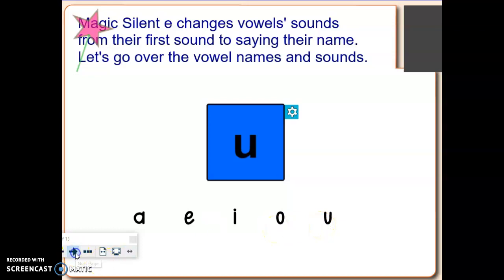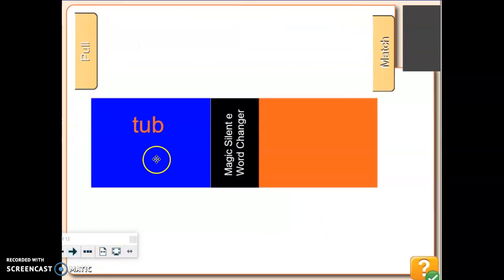Let's try it. Now we have a word here. Let's sound it out. T, u, b. What's the word? Tub. Look what happens when I put an E at the end of tub. Now it says tube. Remember, when we add a magic E to the end of a word, E is silent and makes no sound, and it tells the vowel in the middle of the word to change its sound to say its name. So in this case, U says U.